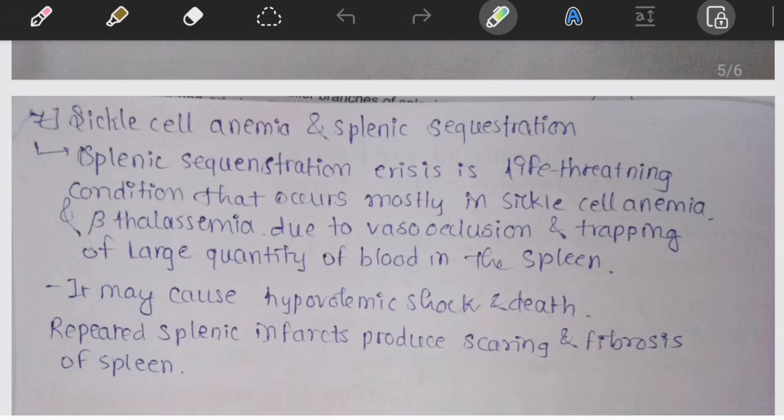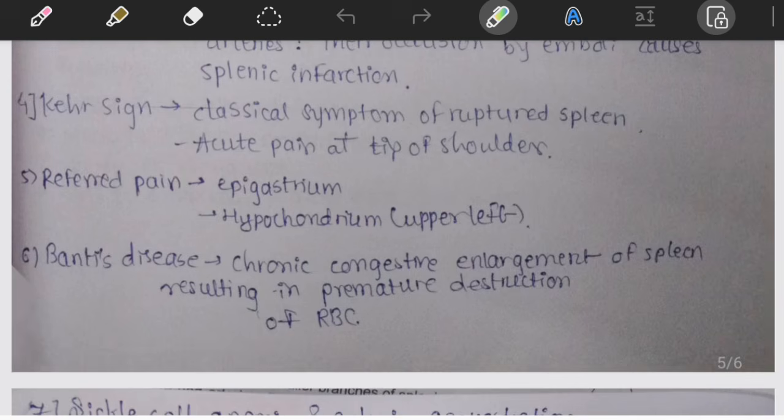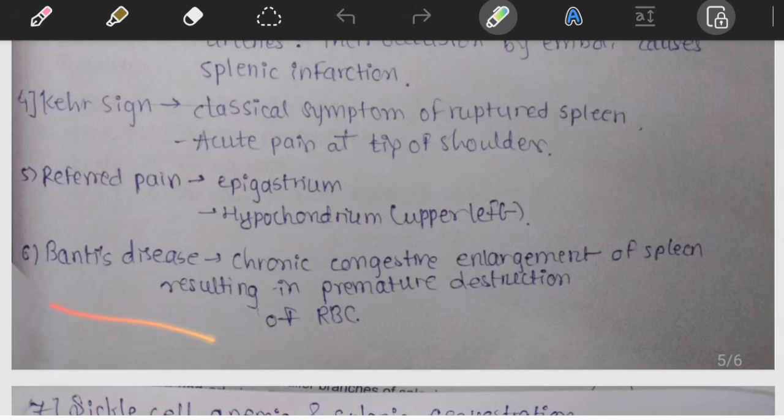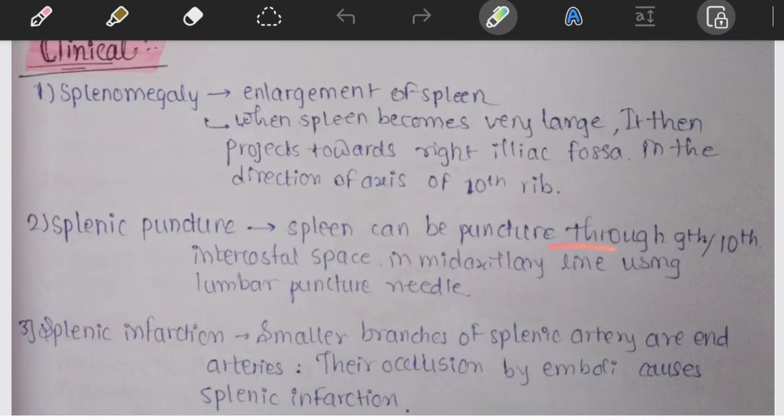Okay, so we will see the rapid revision, and there are other diseases like Banti's disease, chronic congestive enlargement of the spleen resulting in premature destruction of RBCs. Remember Banti's disease. And another is splenic puncture.